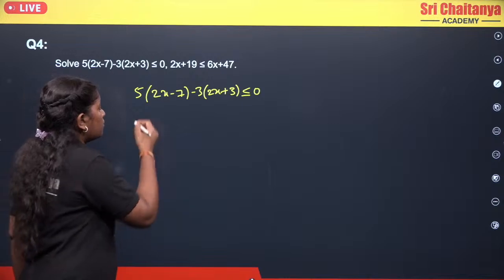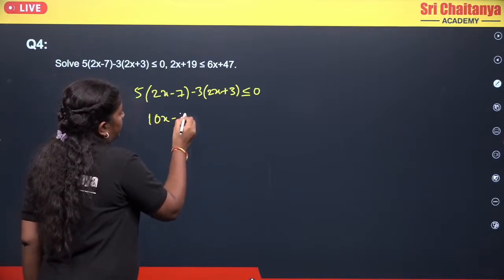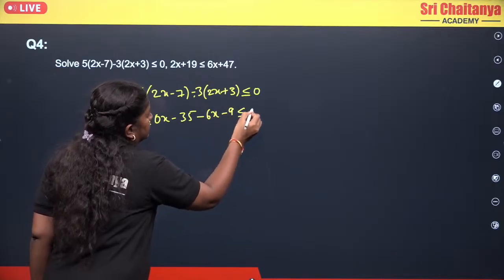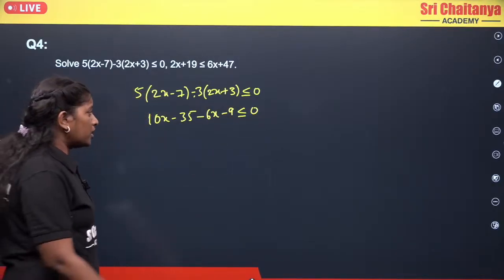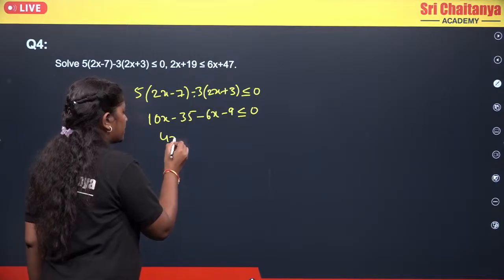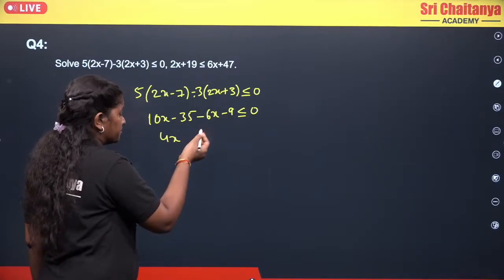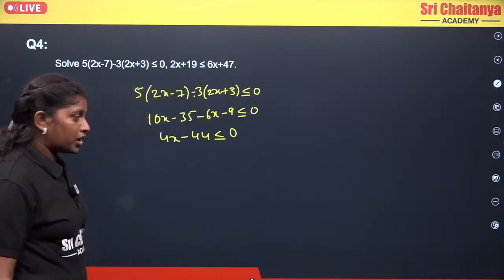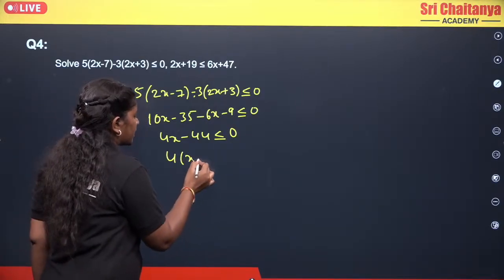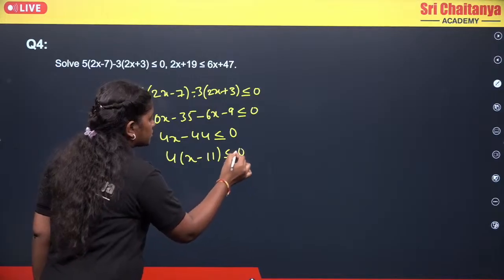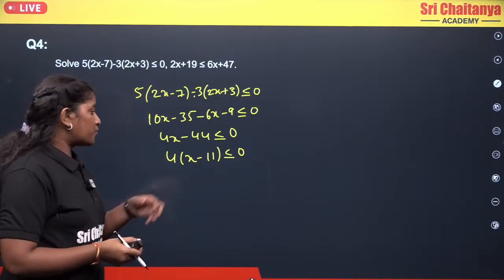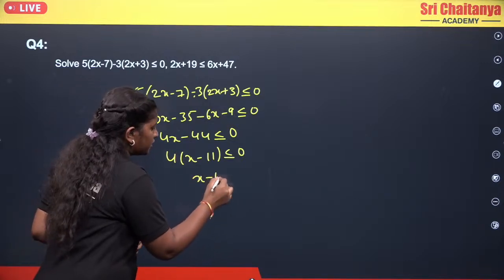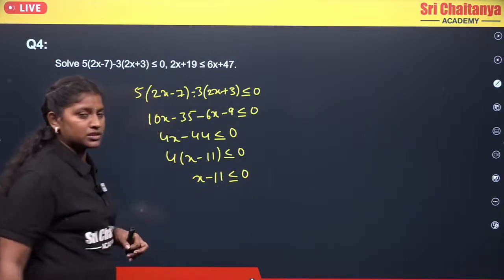Okay, so now 5 into 2x, 10x, and minus 35 minus 6x minus 9 less than or equal to 0. Okay, so now it will be 4x, and if you do here, it will be minus 44 less than or equal to 0. Okay, we can take 4 common. So x minus 11 less than or equal to 0. We need to eliminate 4. So we will divide both sides by 4. So 4 will get cancelled and from there you will get x minus 11 less than or equal to 0.